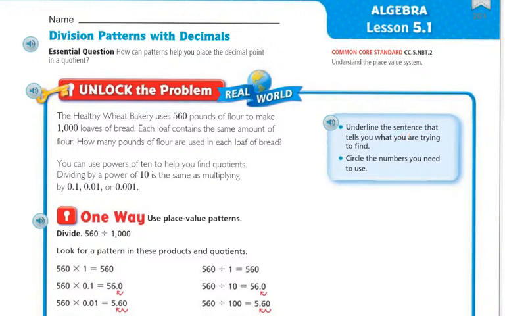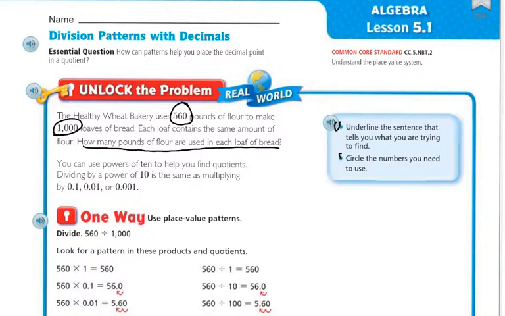Let's underline the sentence that tells you what you're trying to find out, just like when you're coding your math test. How many pounds of flour are used in each loaf of bread? So that's the question that we're trying to find out. Now, the next part says, circle the numbers you're going to need to use. So let's circle those numbers. We're going to need to know 560 pounds, and we're going to need to know that there were 1,000 loaves.